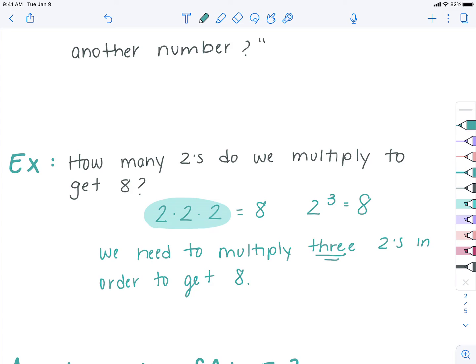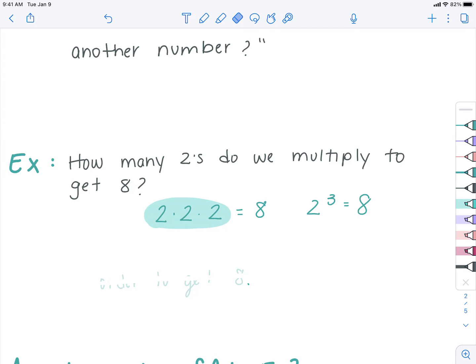So when I want to rewrite this as a log, instead of writing out in words what I had there, that we need to multiply 3 2's in order to get 8, I can say log base 2 of 8 equals 3, because all that this log base 2 of 8 is saying is how many 2's do I need to multiply. So how many 2's do I need to multiply to get 8?